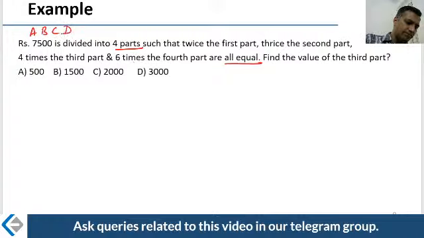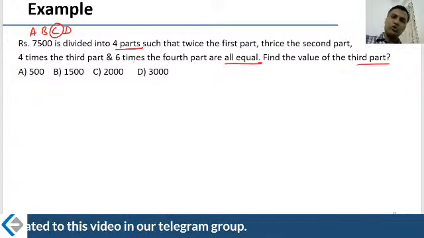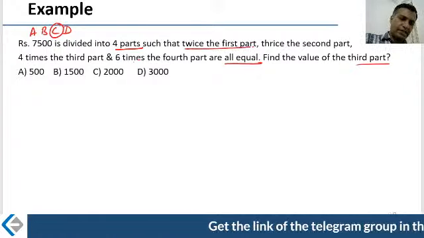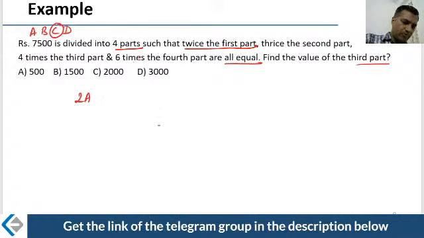Say A, B, C, D. What's the value of the third part? The author is interested in A. Why don't you tell me the value of C? Great. Now go to the first part. Four parts such that twice the first part, that's 2A. Thrice the second part, 3B. Four times the third part, 4C.